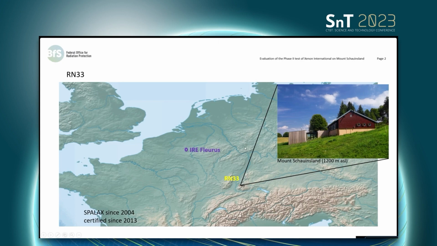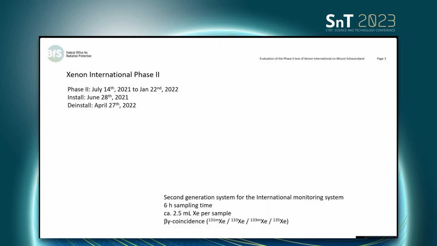So we are at 1,200 meters altitude above sea level here, and most of the radioxenon that we see is actually from IRE Fleurus, because the wind mostly blows from the northwest. The official test phase took place from July 14th to January 22nd, 2022. And then the system ran a couple of months longer because we have snow on the mountain, and it took some time for the installation to take place.